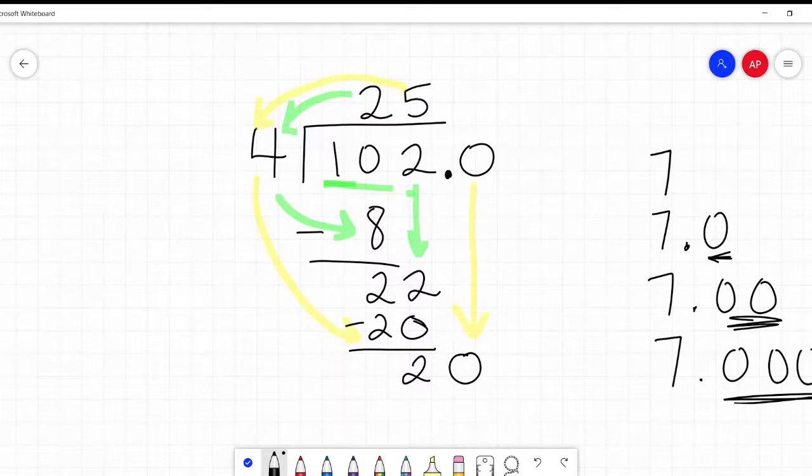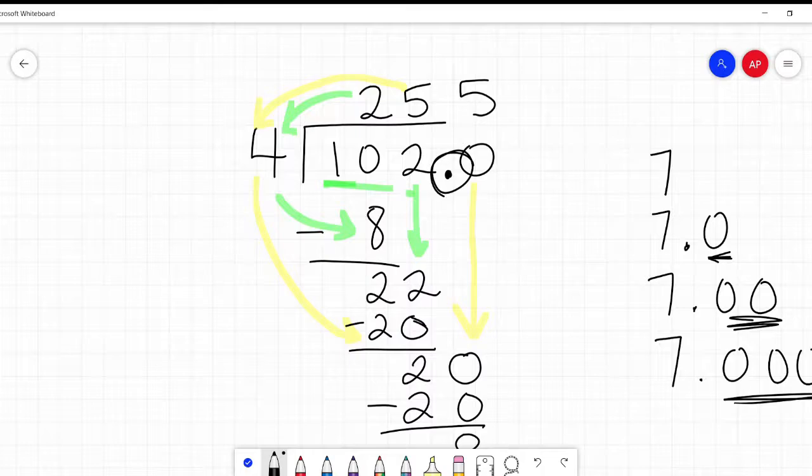4 goes into 20 5 times. 5 times 4 is 20. I subtract and I get 0. So I'm done. But one little thing, anytime there is a decimal when we are dividing, that decimal has to be put straight above it. Okay? Has to. So there's my answer, 25.5.